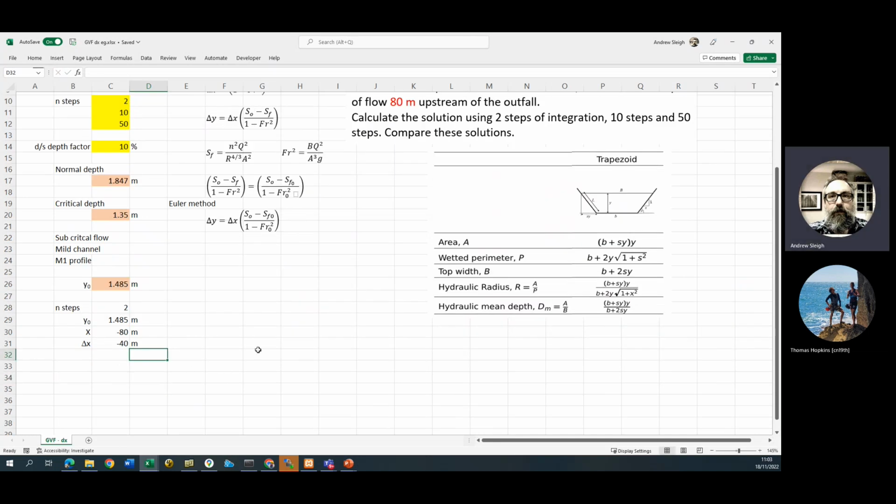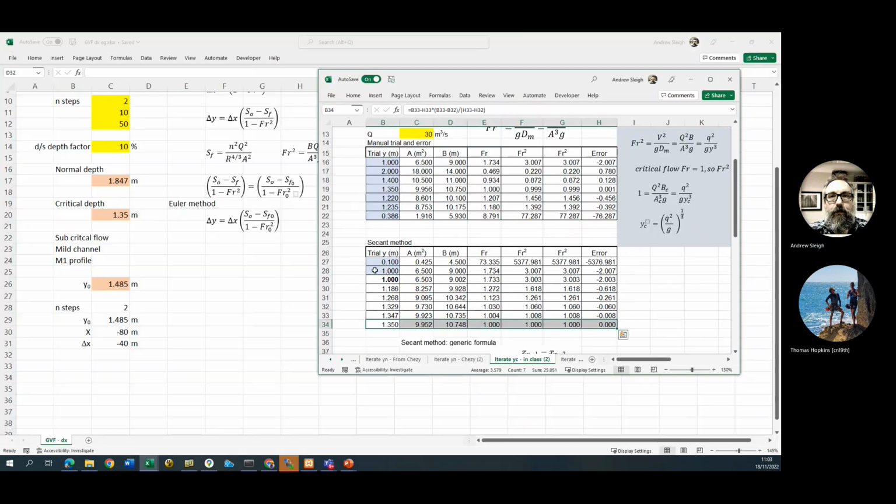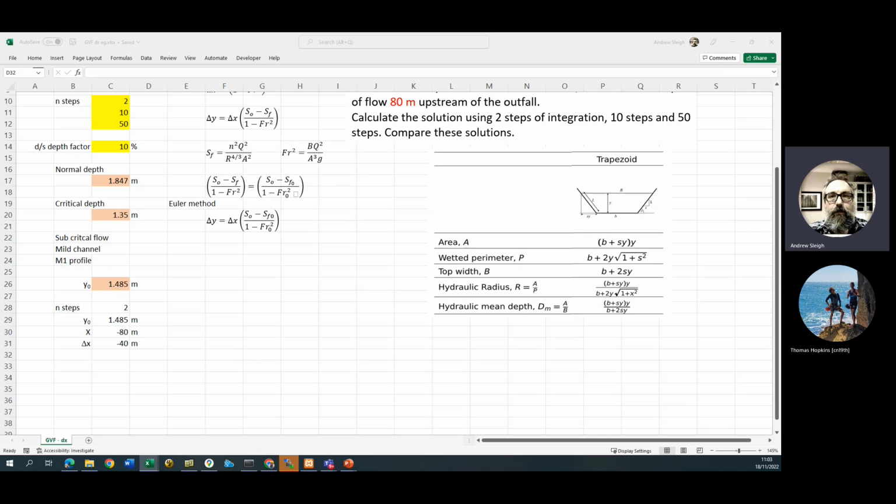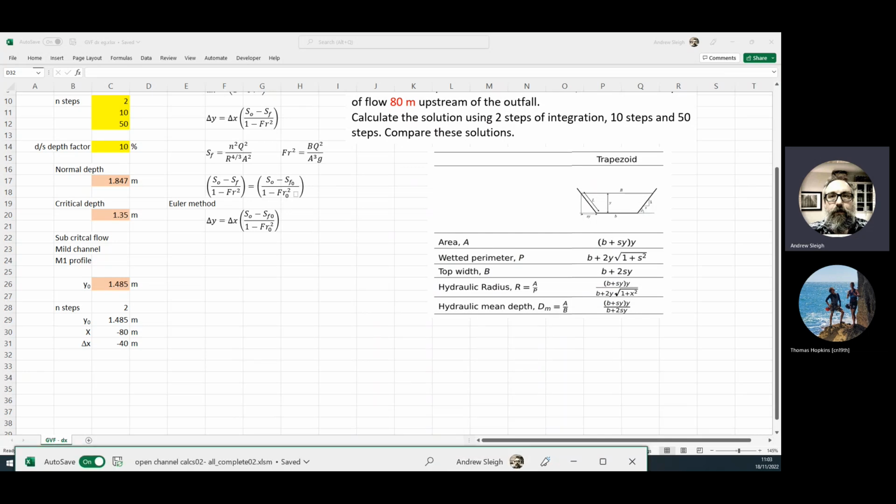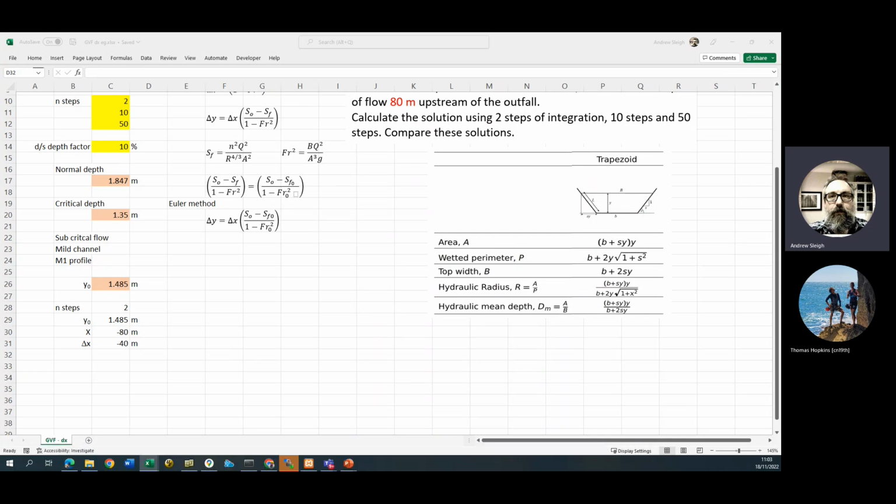Right, so let's just set up a table now. The table will have enough to calculate these parameters. This is the equation we're going to solve, the Euler method we're going to use.